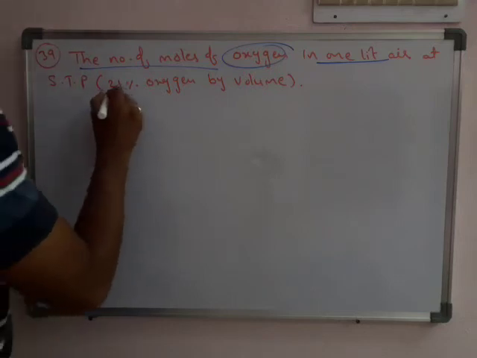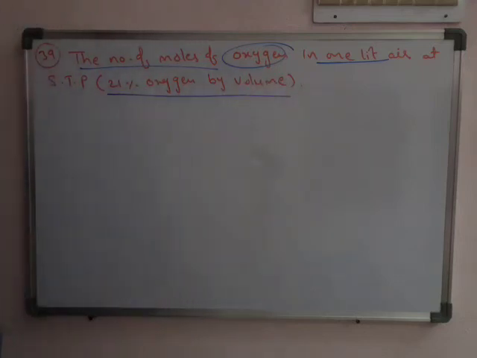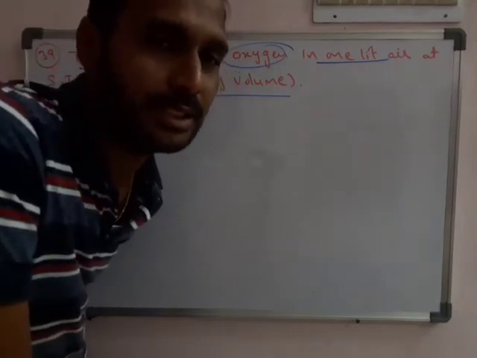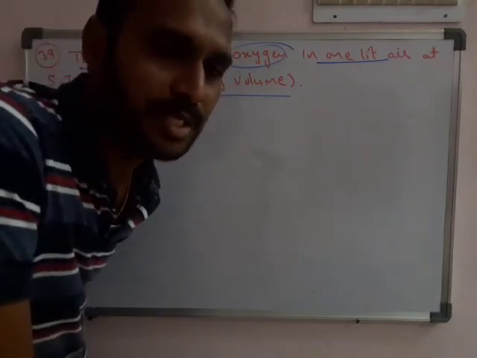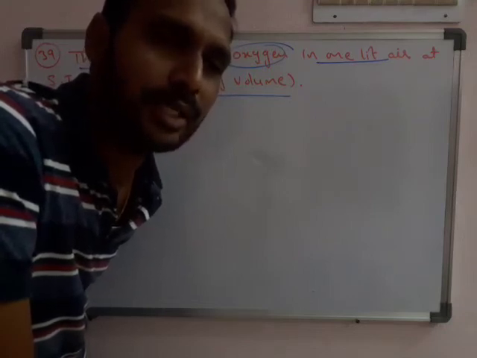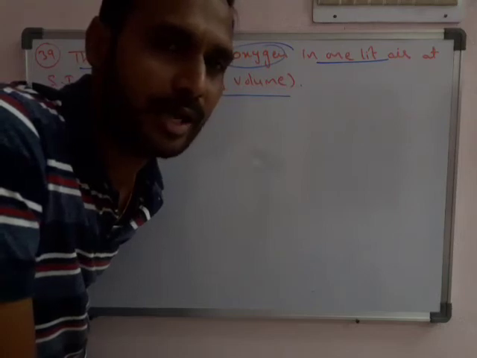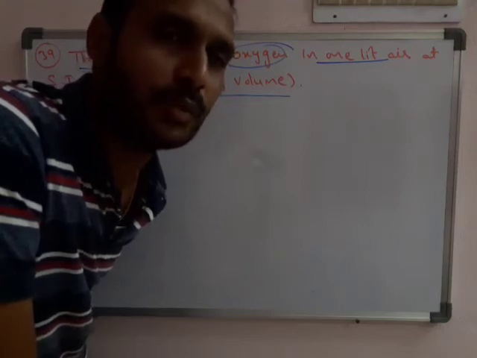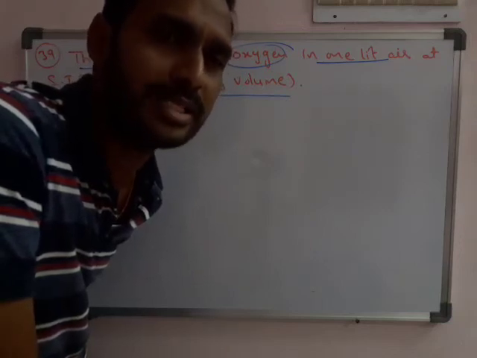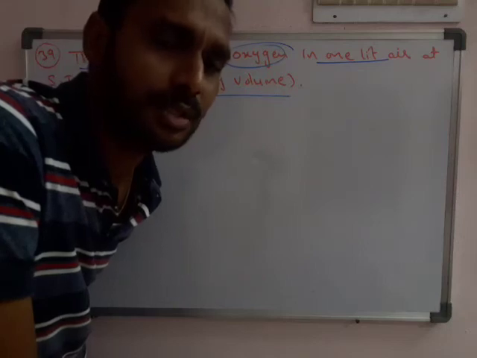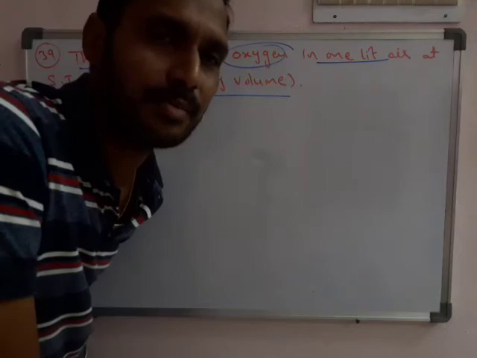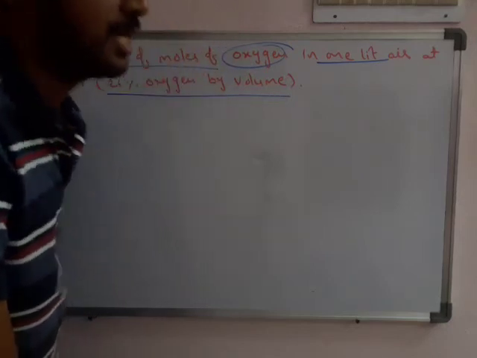So here it is given 21% oxygen present in the air by volume. That is, if you take 100 volumes of air, there are 21 volumes of oxygen. For the remaining gases, we know that the major portion is nitrogen. Some other gases like carbon dioxide and moisture are there, and some traces of noble gases. Okay, so it is given.